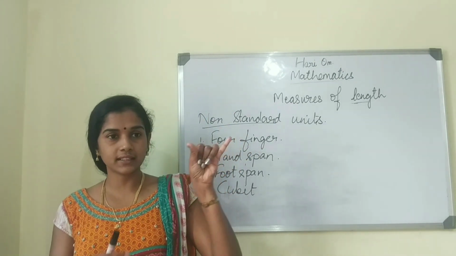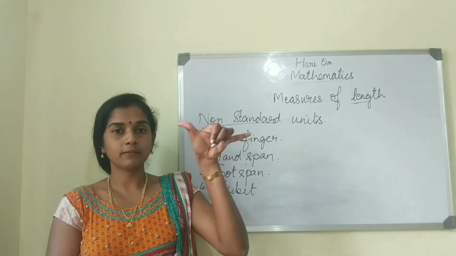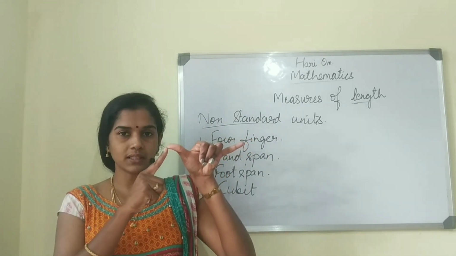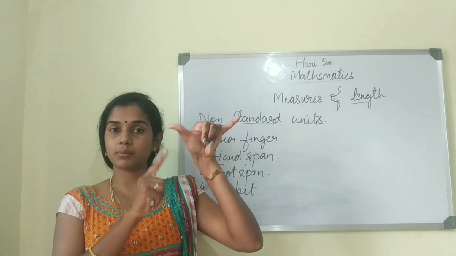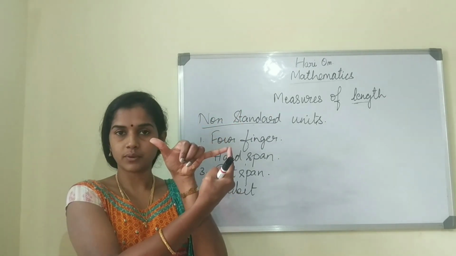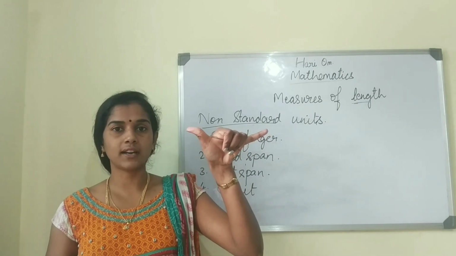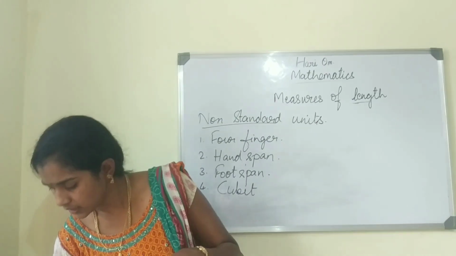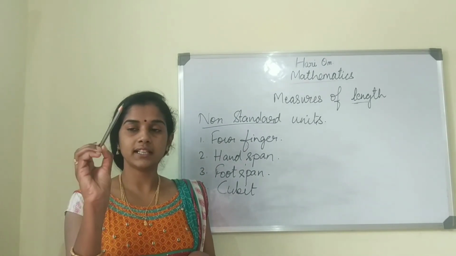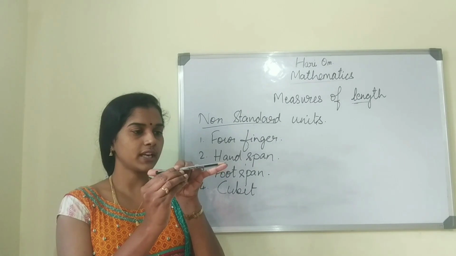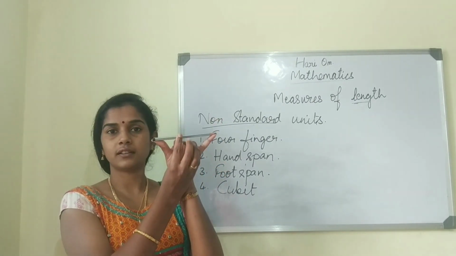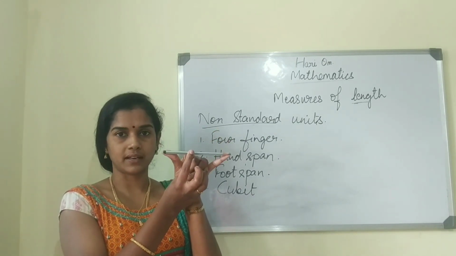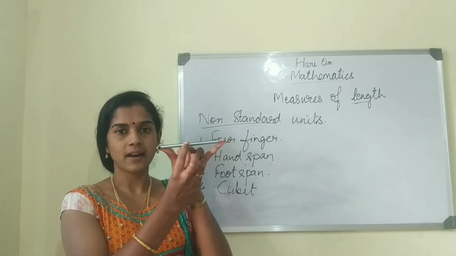We should not hold it like this. This is not handspan. You have to stretch your hands as much as possible. From the tip of the thumb till the tip of the little finger, this distance is called handspan. Now let us measure the length of this pencil. Can you see here? What is the length of this pencil? It is 1 handspan.